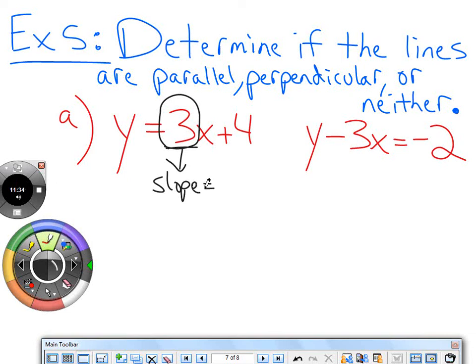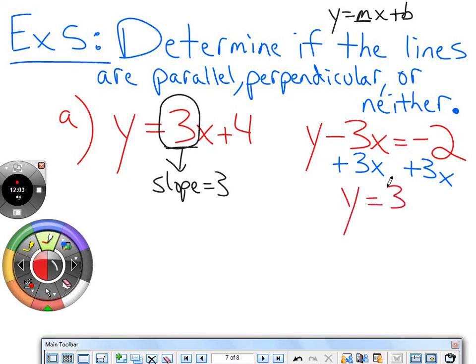Now, when you look at the one on the right, we can't tell what the slope is because it's not in y equals mx plus b form. So what you have to do is a little bit of work and put it into slope-intercept form first. Sometimes it's 1 step, sometimes it's 2 steps. Do whatever it takes. So we're going to need to add the 3x over to the other side. So if we do that, that will be y equals 3x minus the 2. Okay, can't really combine those at all. So now it's in slope-intercept form.